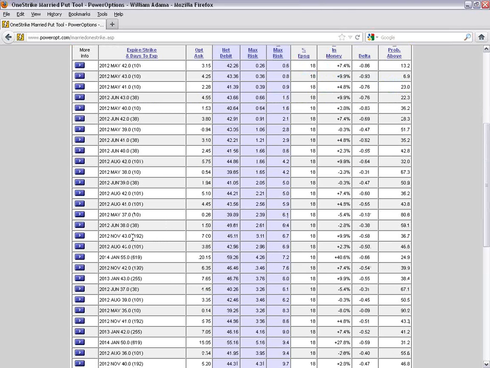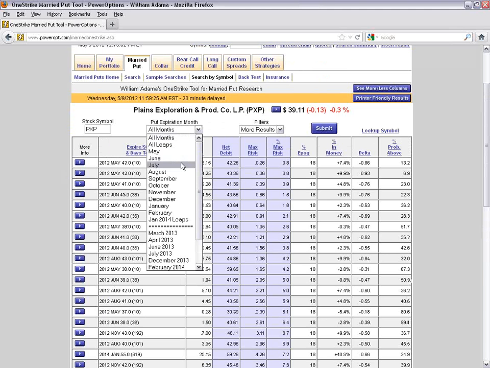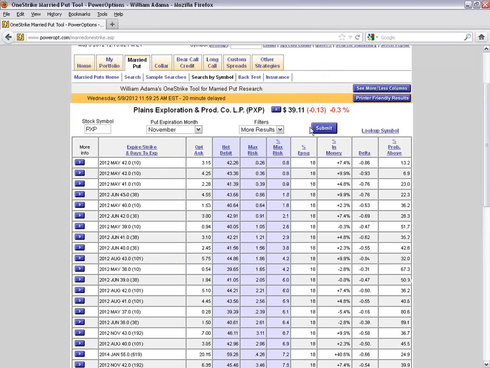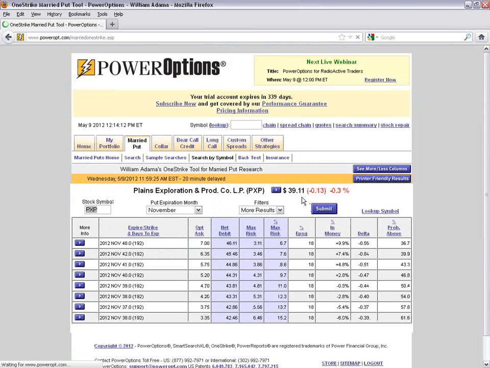The first month I see that matches what I'm looking for is November. It's 192 days out in time. I've got 255 days to January 2013 and then 619 days to January 2014. So it looks like November may be my first series. So what I'll do now is scroll back up to the top. We're going to click November. So I want to see the at-risk amounts for the November put series, matching these behind-the-scene filters, the more results there on PXP.